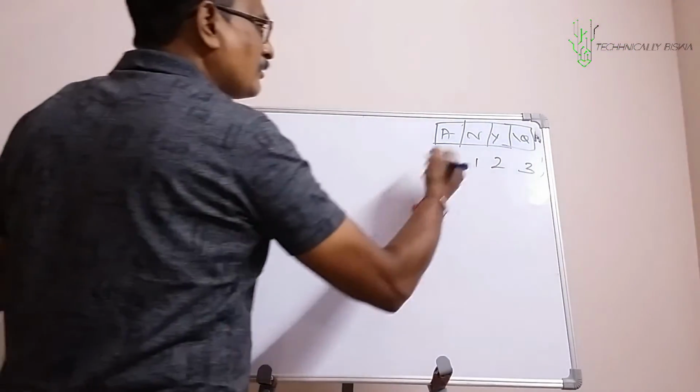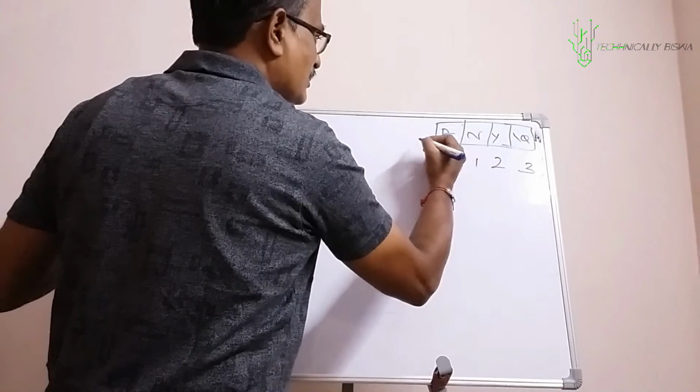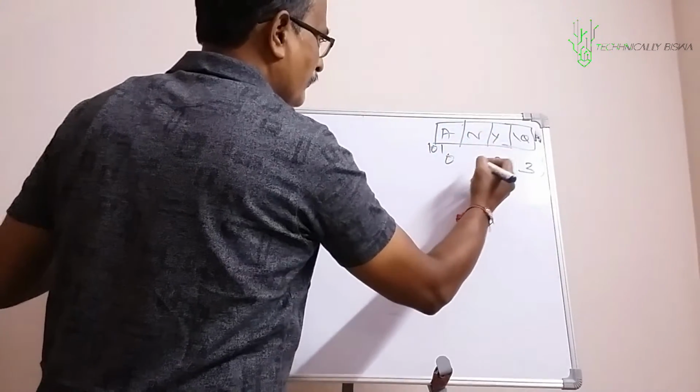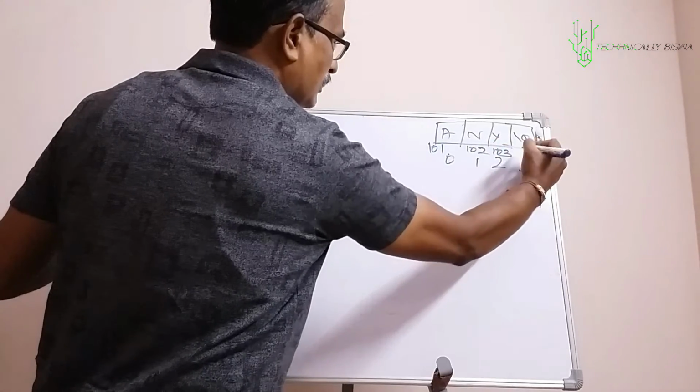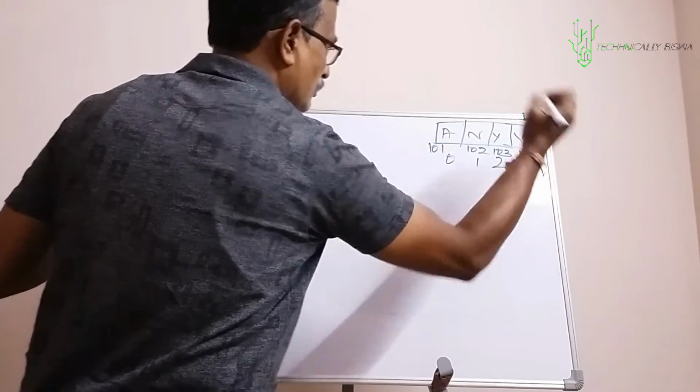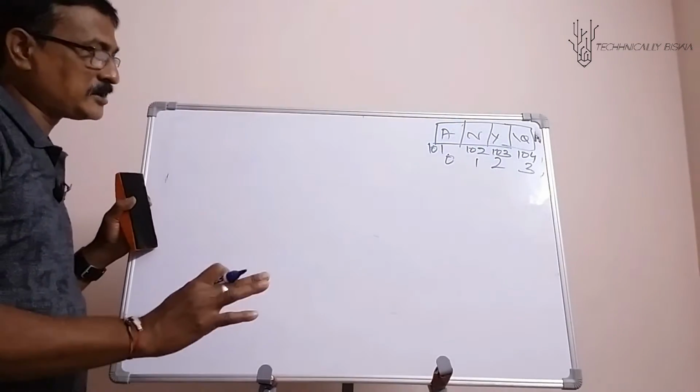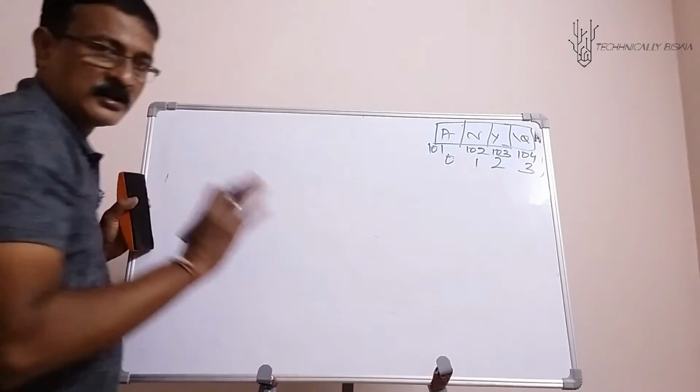Assume, let's take some imaginary addresses. Let's say the starting address is 101. Obviously this will be 102. This is 103 and this is 104. Got it? Clear with this? This is your string.